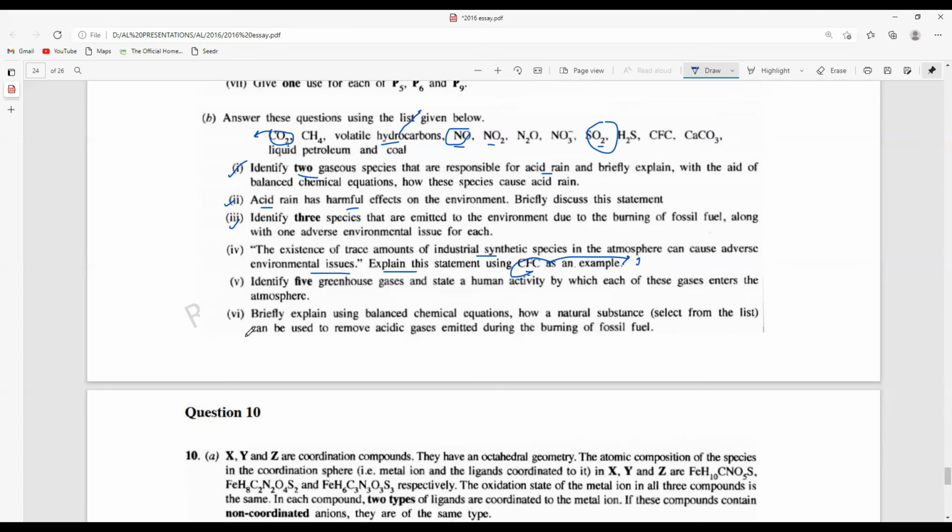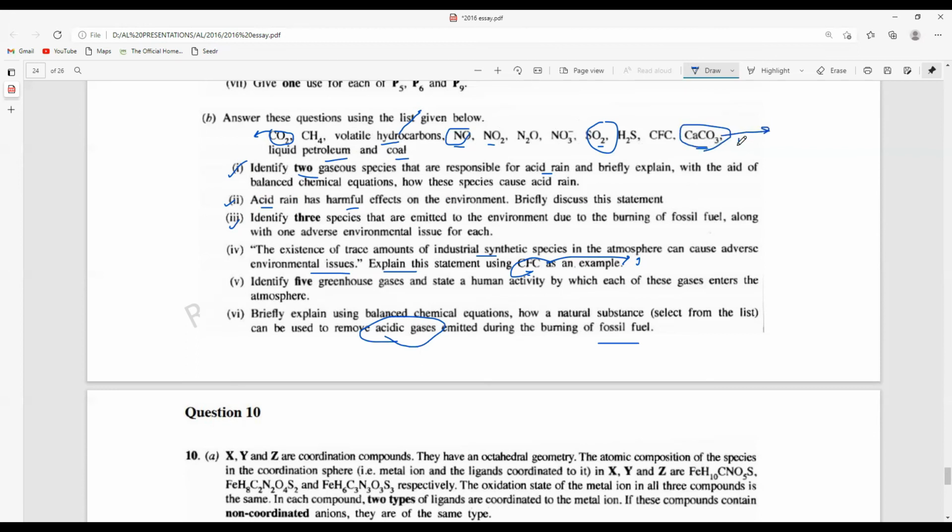Okay. Briefly explain using a chemical equation how a natural substance selected from the list can be used to remove an acidic gas emitted during burning of fossil fuels. So we have to find something. If you think about the species given here, which one did we not use up to now, like the liquid petroleum, coal, or calcium carbonate? So think about the usage of calcium carbonate.